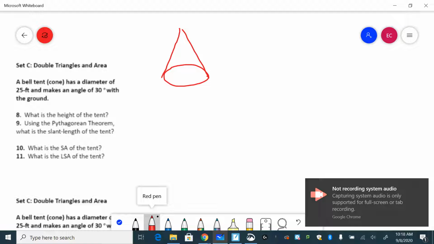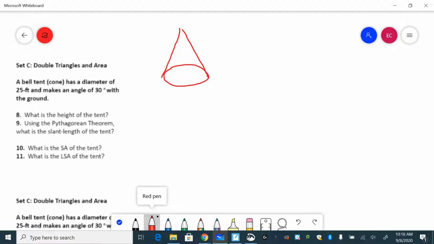A bell tent, so a cone, has a diameter of 25 feet. So that's all the way across. So from here to here, that's going to be 25 feet. It makes an angle of 30 degrees with the ground. So that's this side and this side. Doesn't matter which side. So I'll put 30 here.